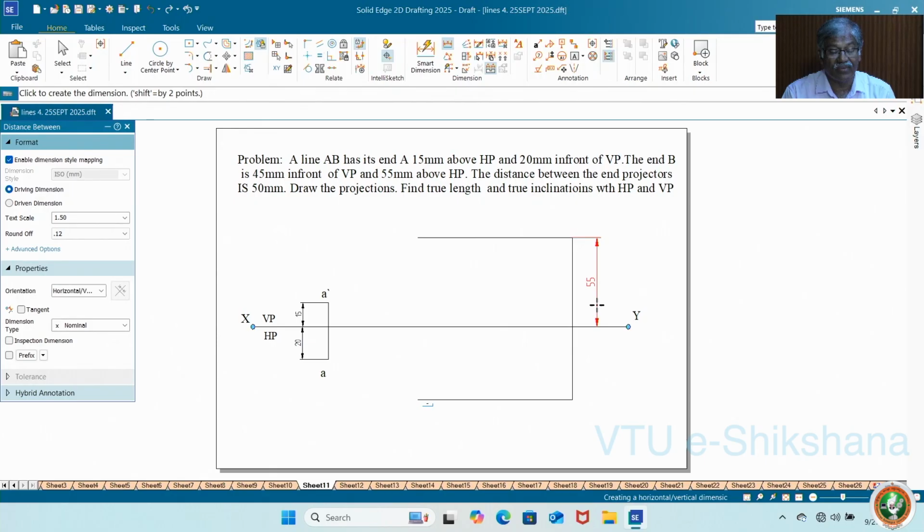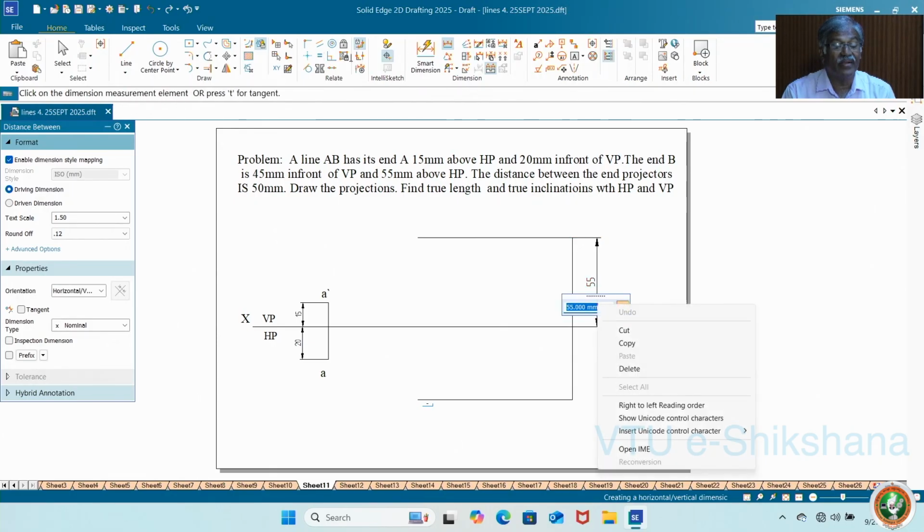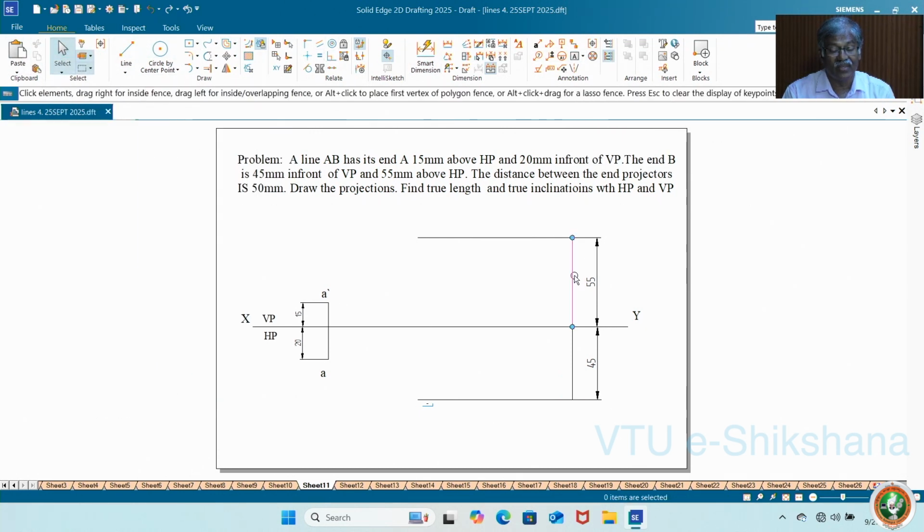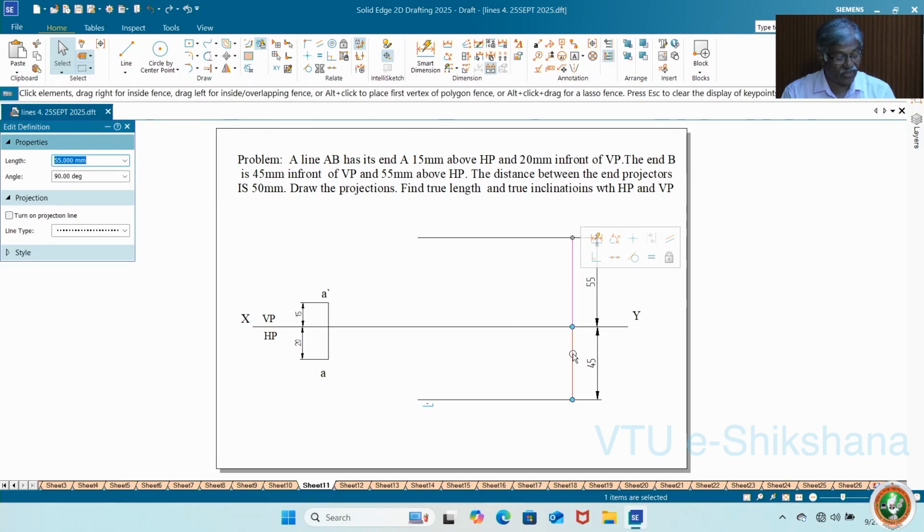Okay, 55, and distance between the XY line and this 45. Okay, now I will remove this to avoid any confusion. You could have drawn two lines and dimension it, but better take this and you will get clear idea.